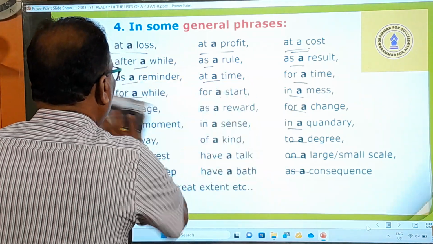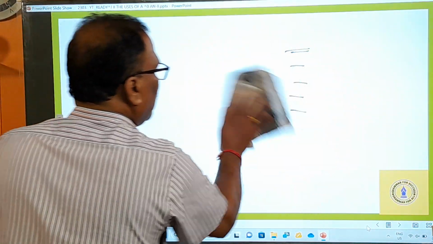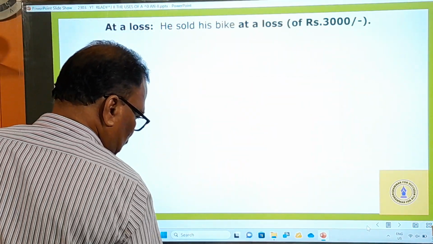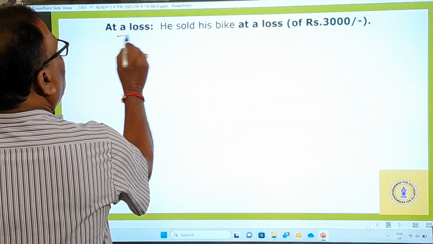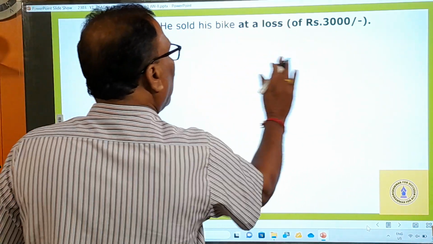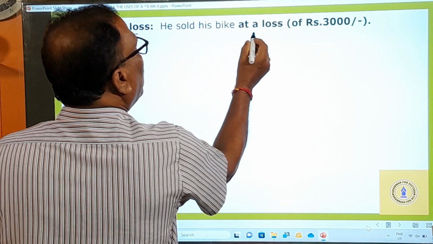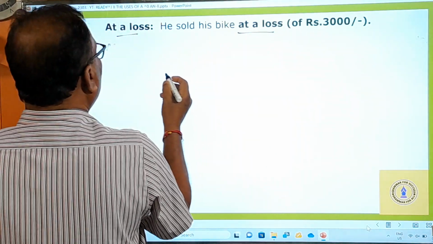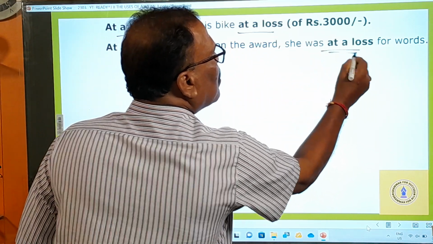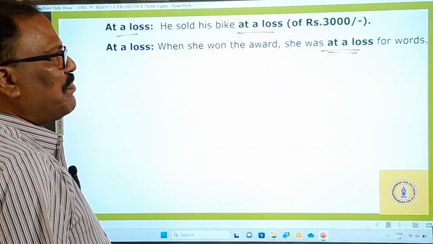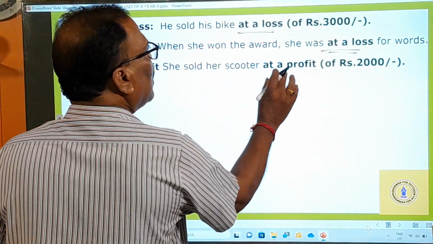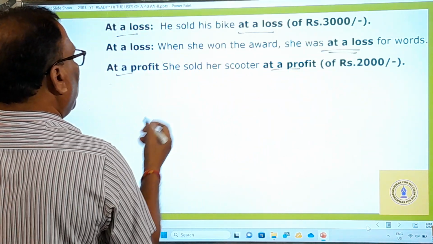Now I'll go to the examples. Very quickly I read out the examples. At a loss, I have already told you: confused, and also for loss, so two things are there. He sold his bike at a loss of 3,000 rupees. And here at a loss means confused: when she won the award, she was at a loss for words. At a profit: she sold her scooter at a profit of 2,000 rupees, something like that.